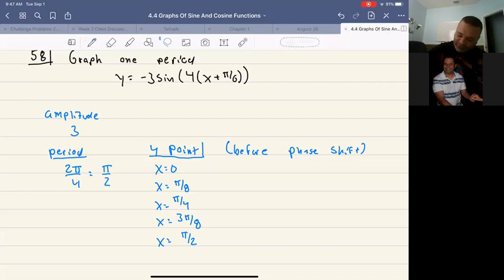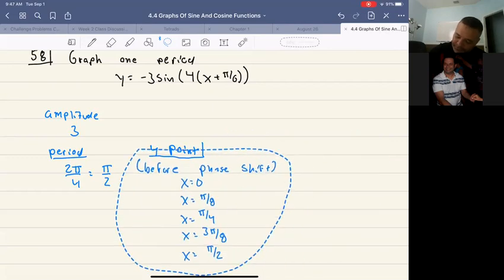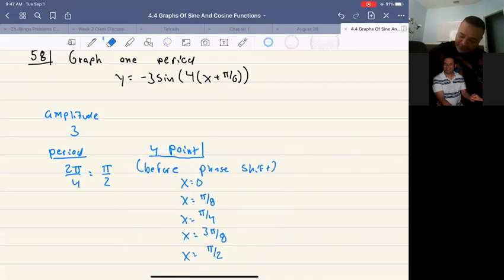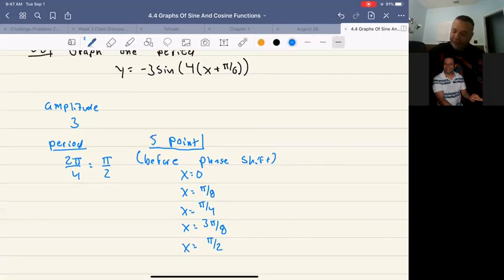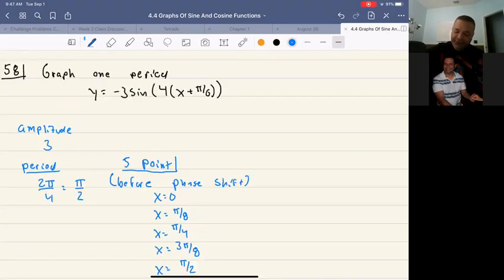Let me move this around a little bit. And I guess it's 5 points, actually. Okay, now let's do a phase shift. Our phase shift is everything moves to the left by pi over 6.